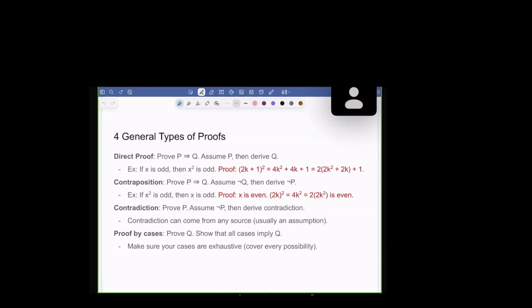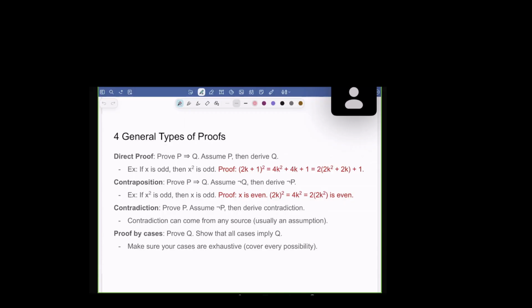Contraposition. For these cases, they're asking you to prove P implies Q, but here you assume the negation of Q, not Q, then derive not P, right? Because those are logically equivalent. Same if they ask you, if x squared is odd, then x is odd, you just swap them, negate them, and so root x is even here. 2k squared equals 4k squared, and yeah, 2 times k squared is even.